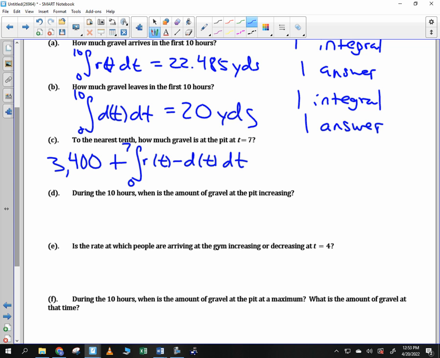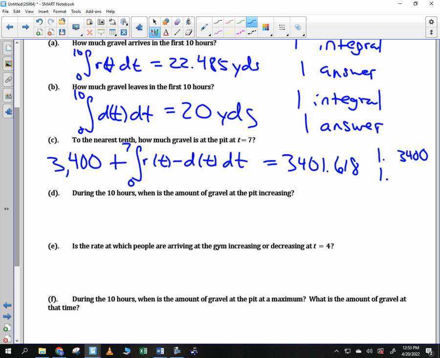So here's the deal. You have to do the beginning, and then you're going to add the amount that arrives, and you're going to subtract the amount that departs. That's the idea. If you set up the two integrals, that's fine. What you should come up with, I have 3,401.618. You get 1 point for using 3,400 at the beginning. So if you knew to use 3,400 at all, you get a point.